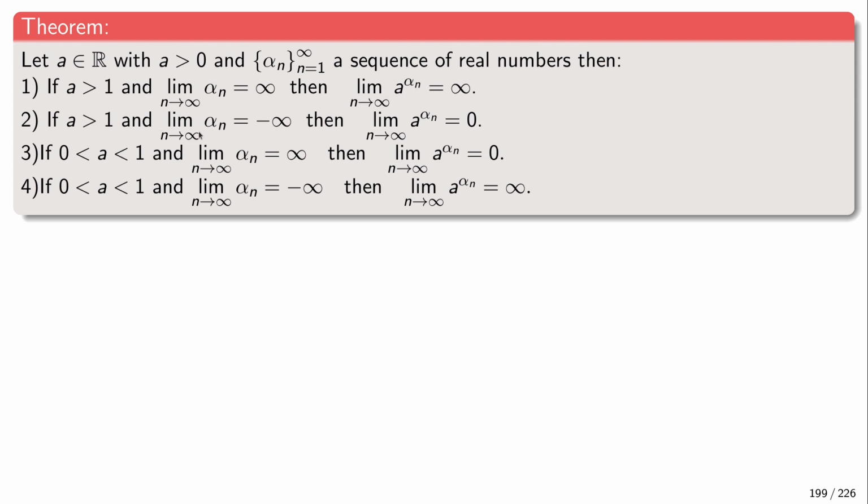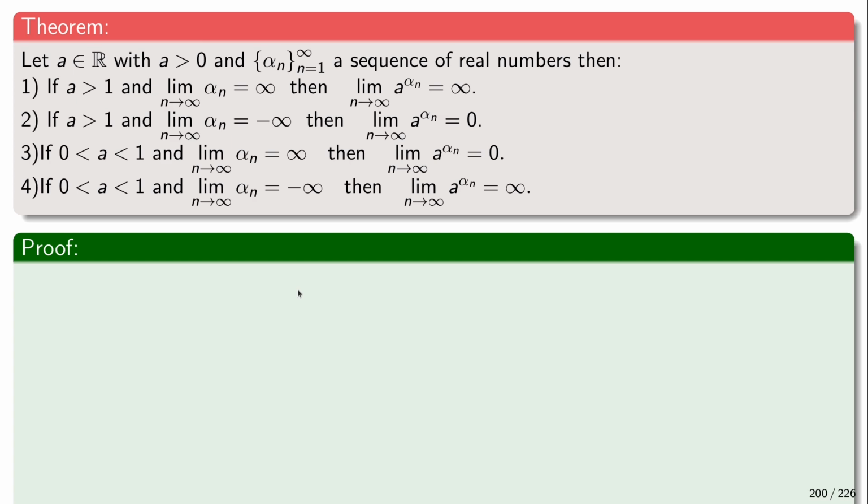And if a is bigger than 1 and alpha n converges to negative infinity, then this limit is going to be 0. And similarly, those results 3 and 4 just follow from 1 and 2 by the limit arithmetic theorem. But basically, if a is between 0 and 1, and alpha n converges to infinity, then a to the alpha n, as expected, this limit would be 0 and this limit would be infinite. So let's prove it quickly.